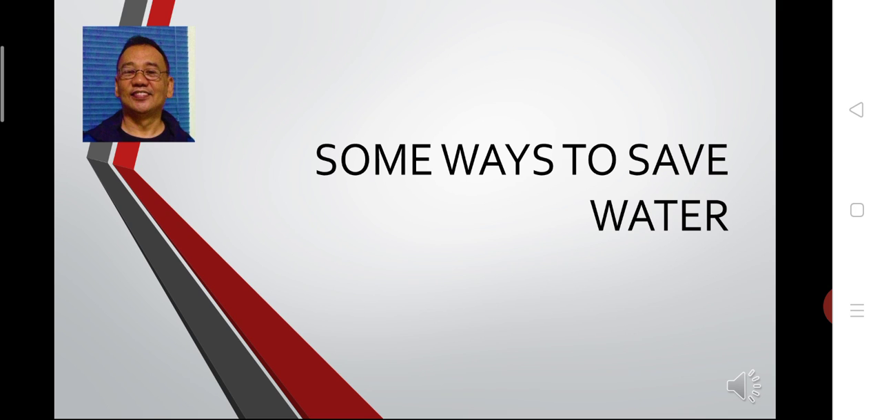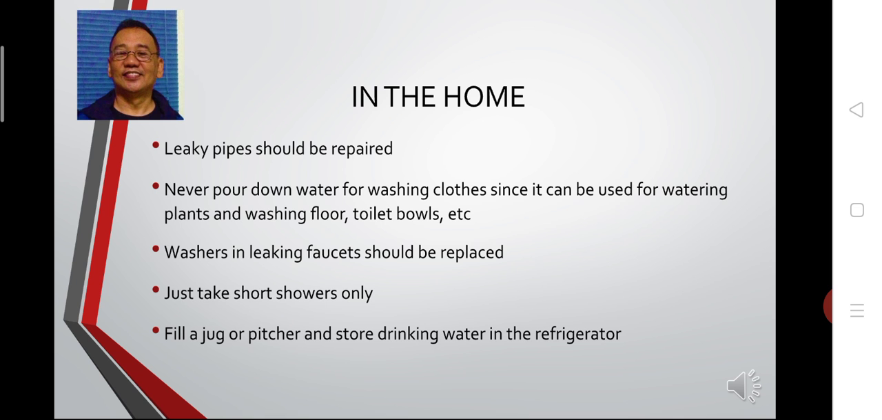And there are some ways to save waters. So, this is very interesting na dapat natin gawin. One, in our home, if there is leak pipes, no, i-repair ka agad yon. No, wag nang ipagbukas pa. Kasi tuloy-tuloy siyang nasasayang yung tubig. Never pour down water for washing clothes, since it can be used for watering plants and wash. Kasi pagkatapos maglaba, di ba, tinatapon lang. So, pwede yan sa mga ibang mga pangailangan, like toilet bowls, so sayang of water.